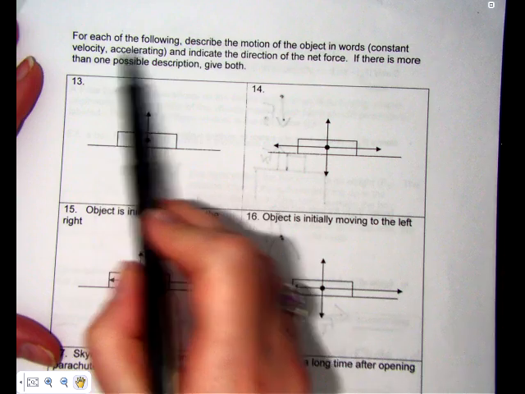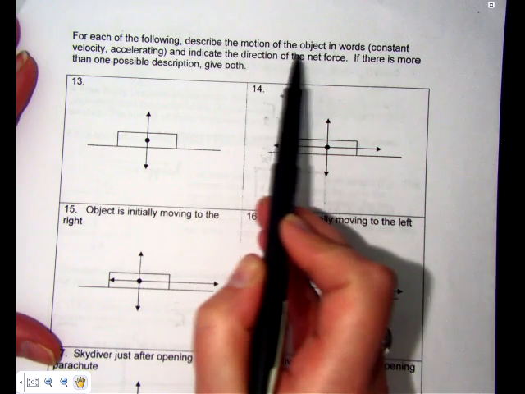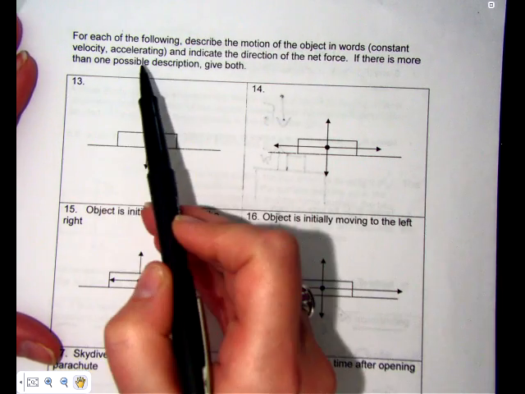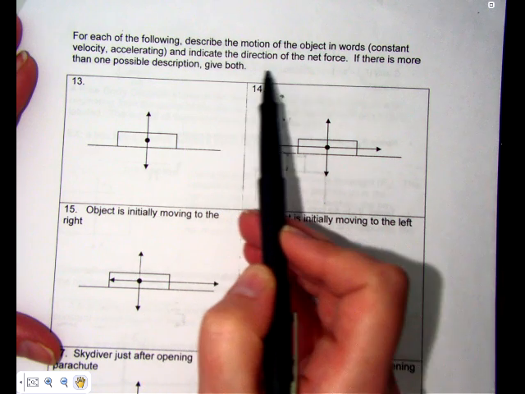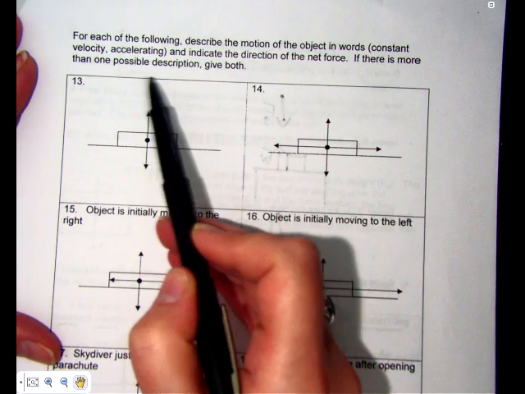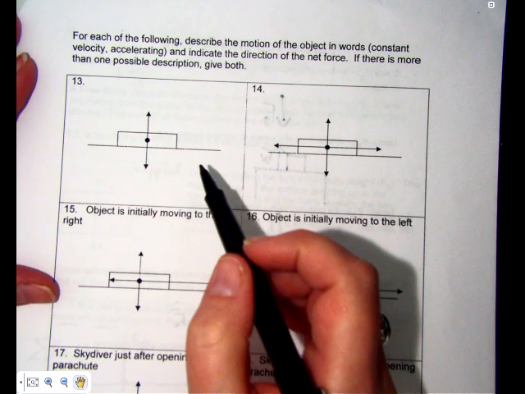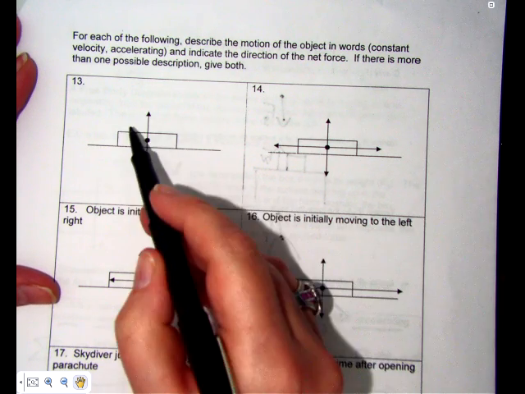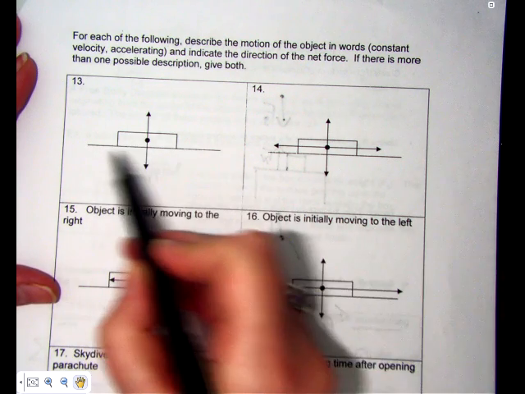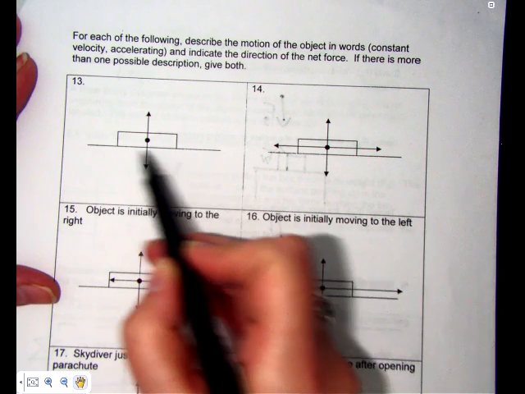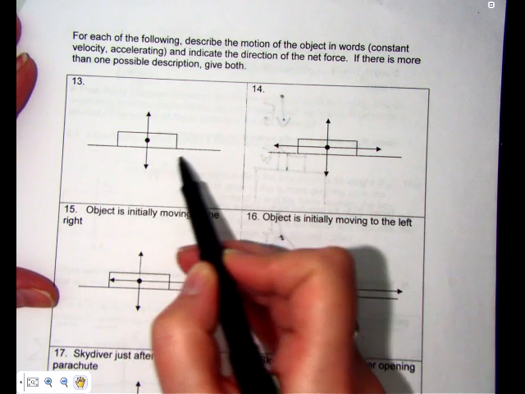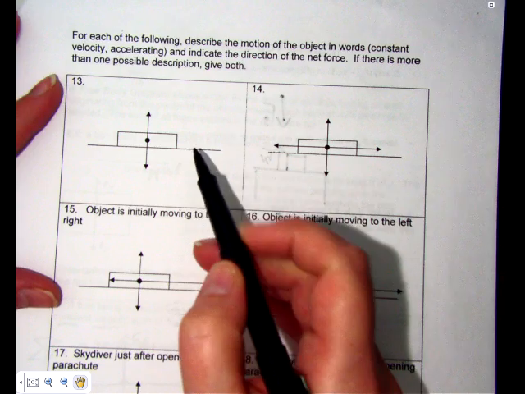on. So it says, for each of the following, describe the motion of the object in words: constant velocity, accelerating, and indicate the direction of the net force. If there is more than one possible description, give both. Alright, so this is apparently some sort of object sitting on a surface. It could be sitting on the ground, it could be sitting on a table, a chair, whatever.